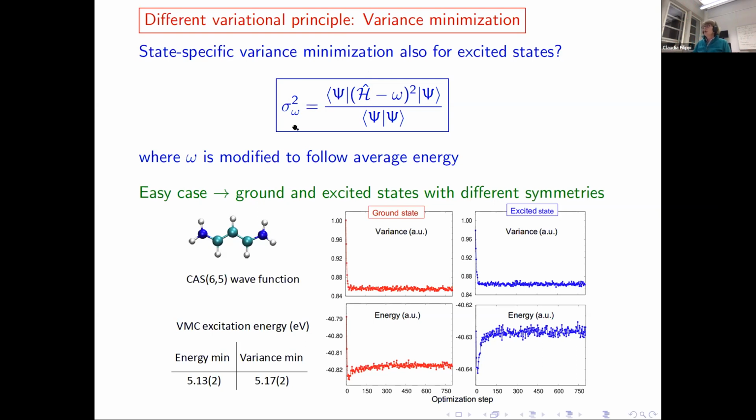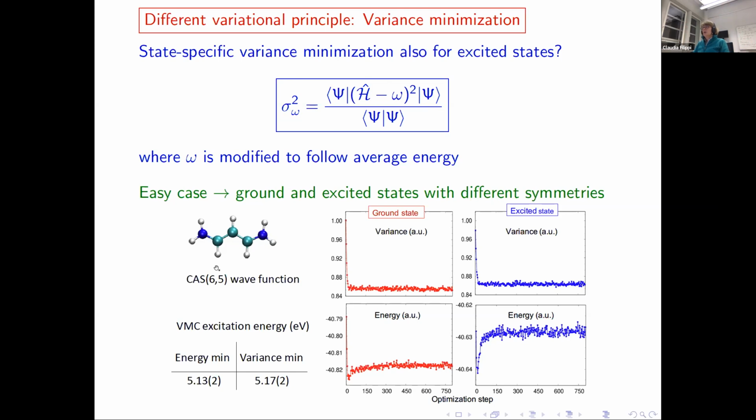So this is the variance, the fluctuation of the energy, sandwiched on the wave function, and what has been done since the early work of Cyrus is that you can place here omega, which is just an estimate of your energy, which you lower as you're lowering your variance. Other functionals to minimize the variance have been proposed, but this is really good enough.